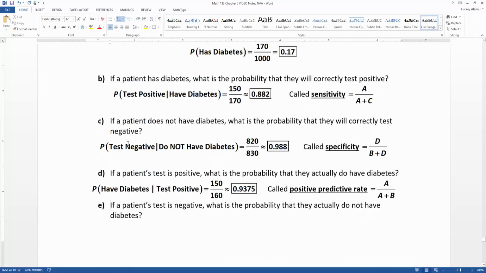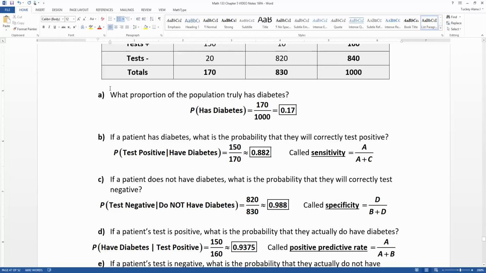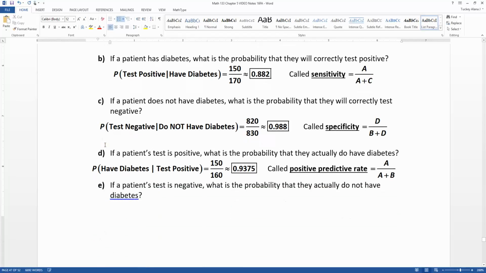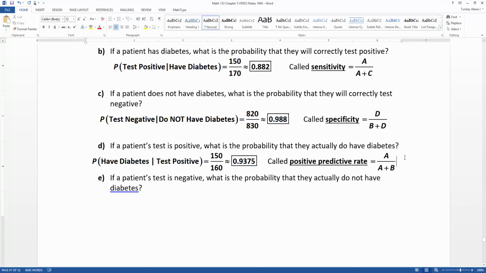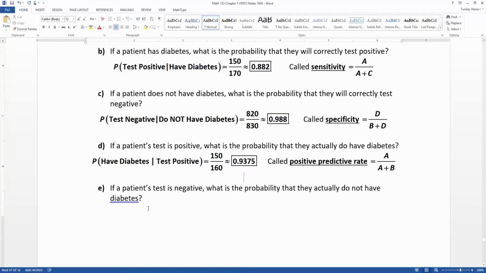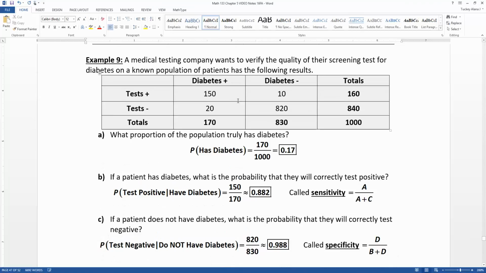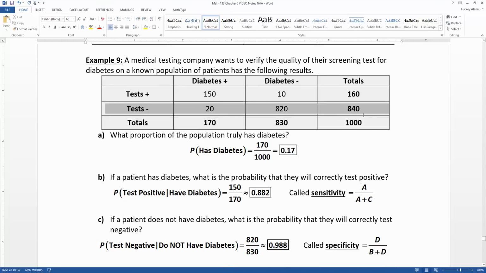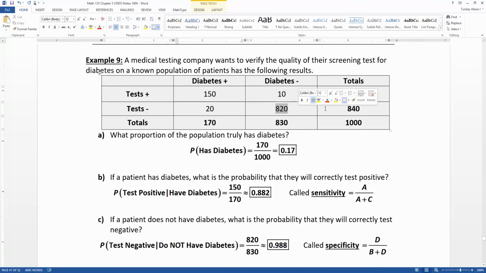And last but not least, you guessed it, the negative predictive rate. So let's get that one in. So that's going to be the chances that they are truly negative given that they test negative. So their test is negative. What's the chances they truly don't have the disease? Okay, well, they tested negative, meaning you're in this row. So not having disease is 820 divided by the 840 that tested negative.